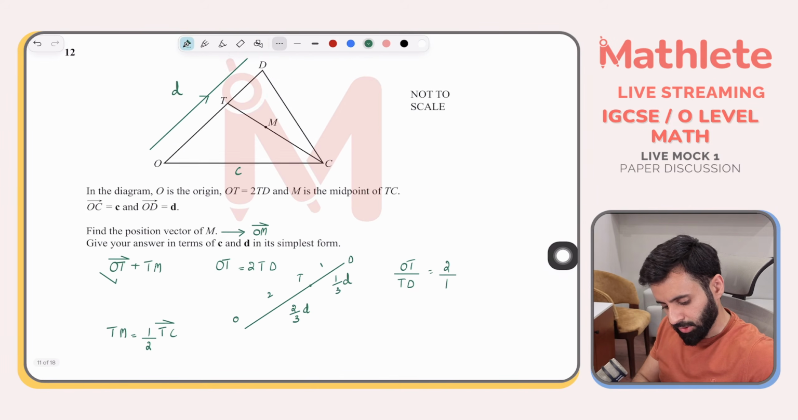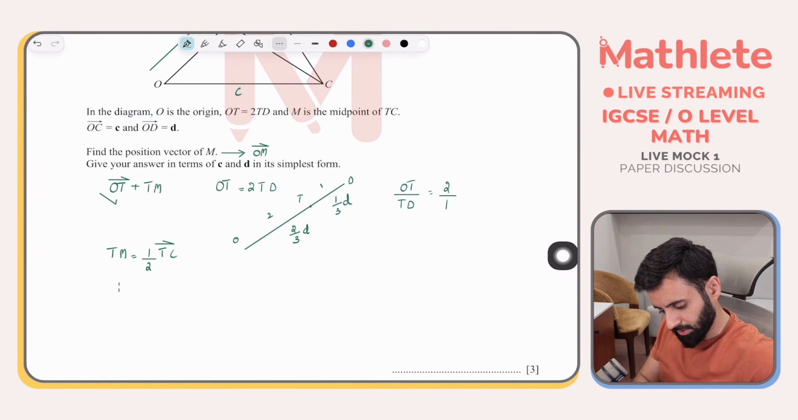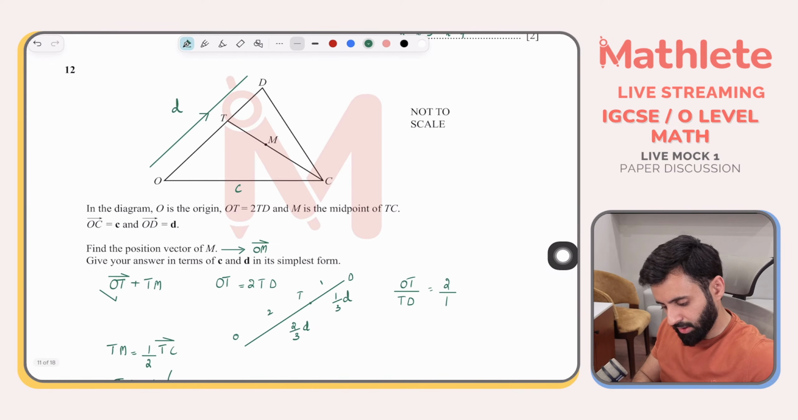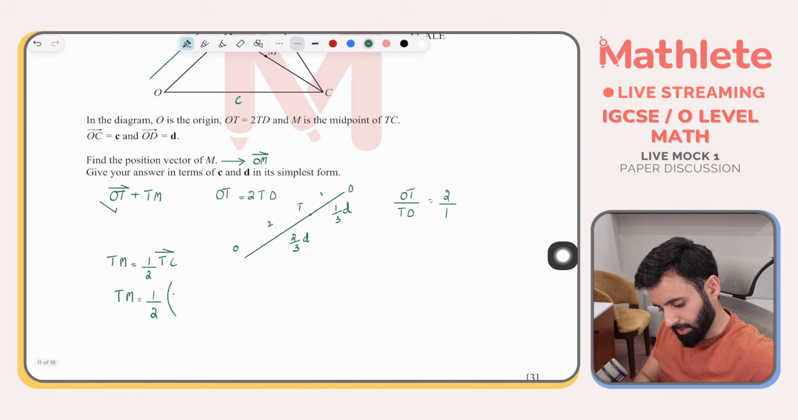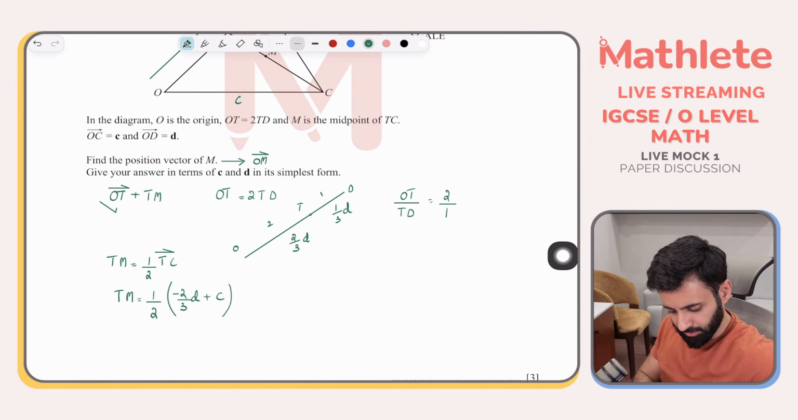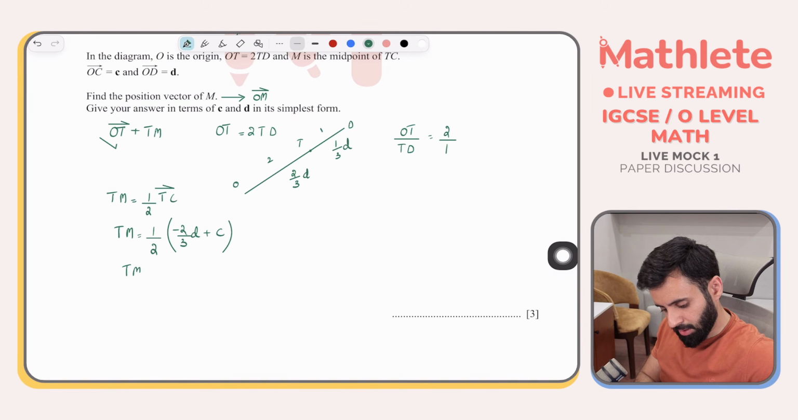Okay. So TM is equals to half of TC. ठीक है? So let's find out TM. So TM is equals to half of TC means that we're going to go from T to O, which is going to be minus 2 upon 3 D plus O to C, which is going to be equal to C. Okay? So TM becomes half into minus 2 upon 3, so that's going to be minus 1 upon 3 D plus half C. अब सही है.